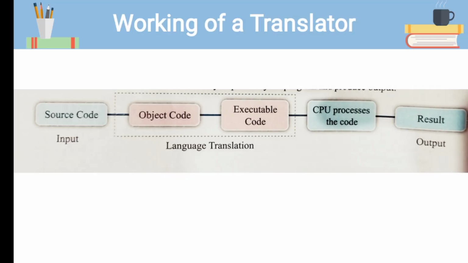Now let's learn the working of a translator. The process of translation involves multiple stages. After a translator converts your source code into object code and executable code, the CPU is ready to process your program and produce the output.